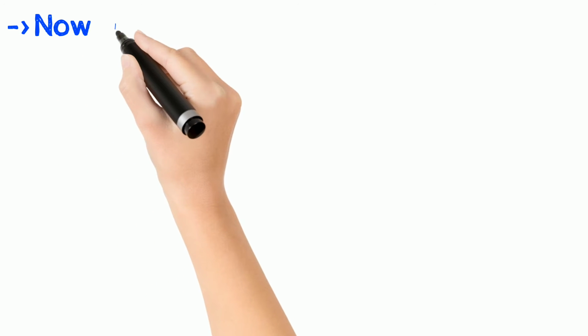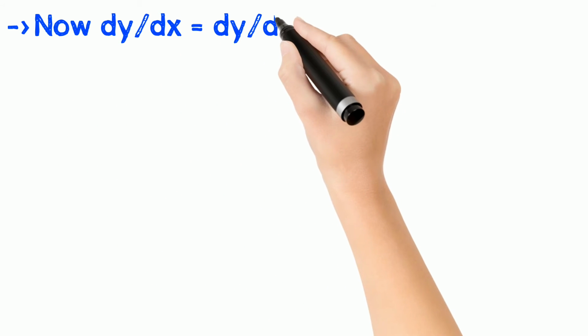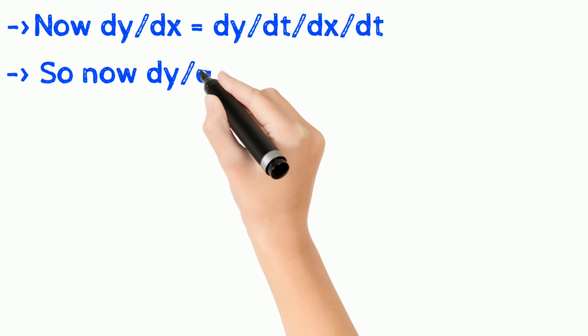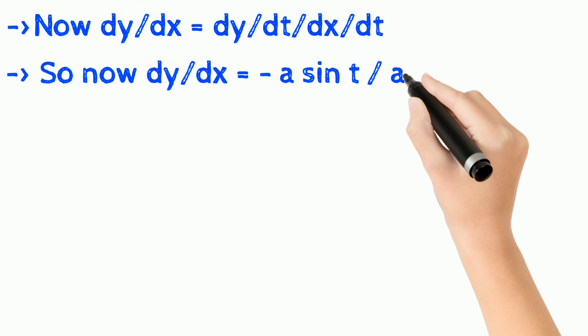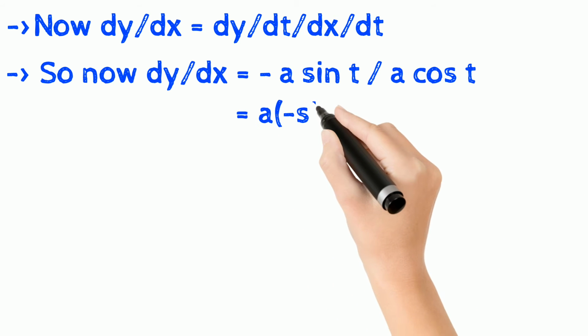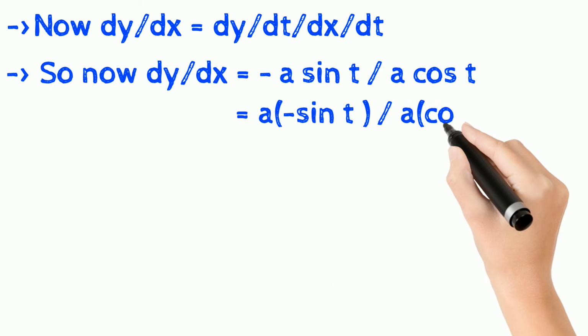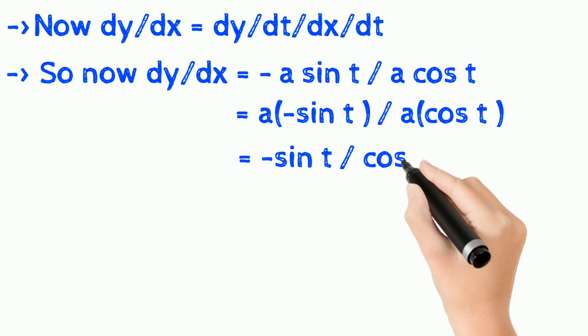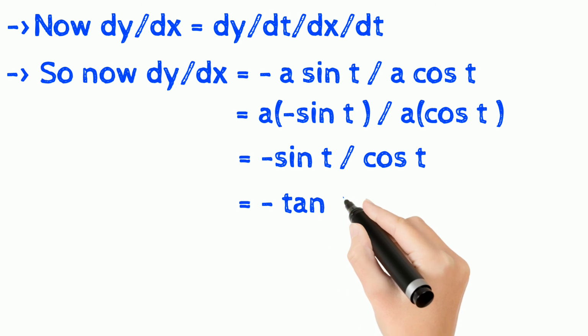Now, dy by dx equals dy by dt by dx by dt. So, now dy by dx is equal to minus a sin t by a cos t. That equals a times minus sin t by a cos t, that equals minus sin t by cos t. That equals minus tan t.